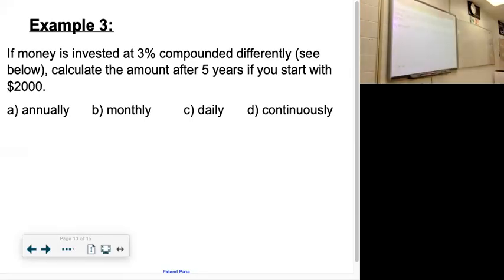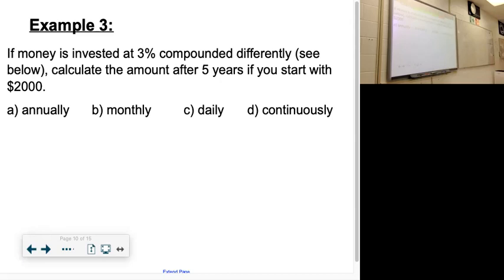Okay, so applications, right? If money is invested at 3% compounded differently, calculate the amount after 5 years if you start with $2,000. So we have compounded annually, compounded monthly, compounded daily, and then compounded continuously. And I know I talked to you about this, but in all cases, the rate is 3%.